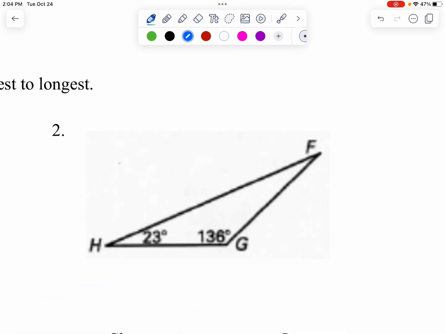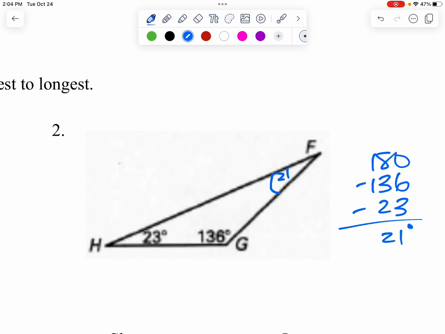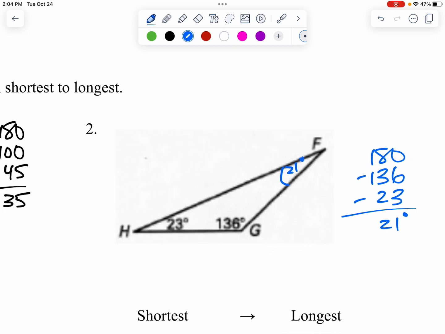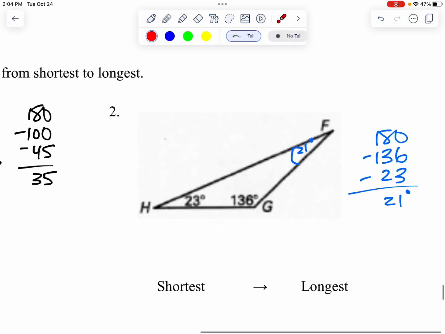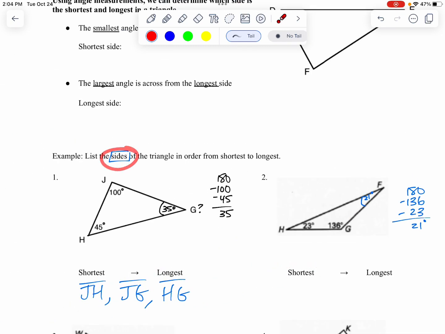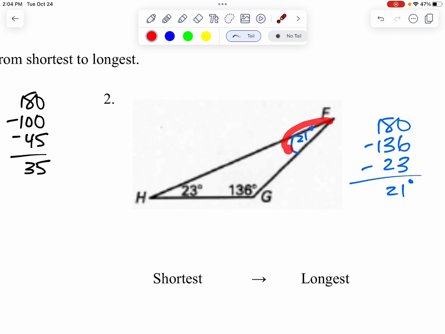Okay, let me do one more. I can figure out what this angle is right here by doing 180 minus 136 minus 23. I believe you get 21. You can check me on that if you want to. But that's 21 degrees. So if I need to figure out what the smallest side is, remember I'm asking about sides, I'm going to find the smallest angle, which is this one. And it happens to be across from the smallest side, which is labeled between H and G. That's the smallest side of the triangle.